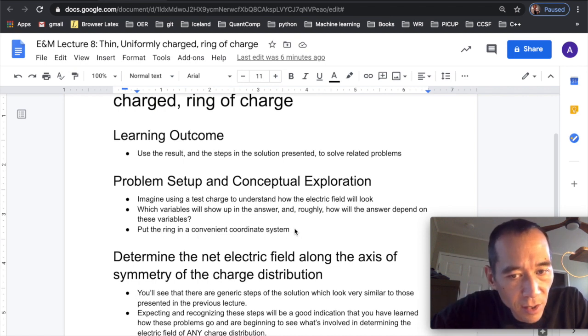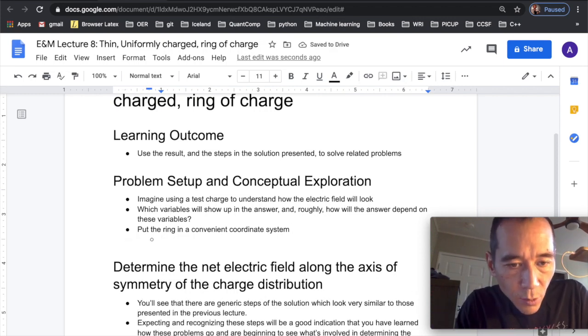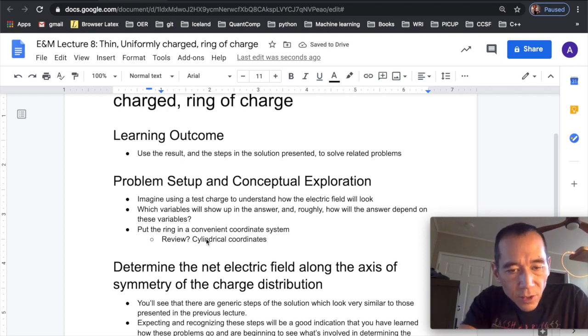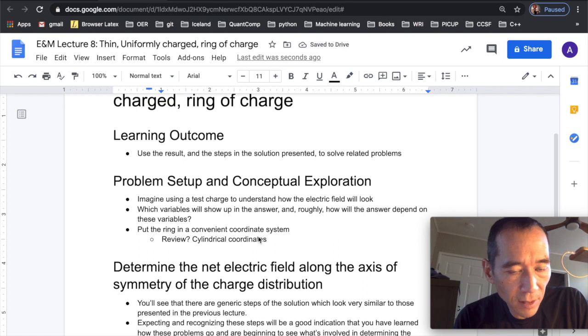Then we're going to imagine which variables are going to show up in the result, that is the answer. And we're going to make judgment calls, that is physics decisions, on roughly how the answer has got to depend on the variables. And then we're going to imagine drawing the ring of charge in a convenient coordinate system. In particular, the coordinate system that I'm going to use, which you might have to review, is cylindrical coordinates. I'll show you what I mean in just a second.